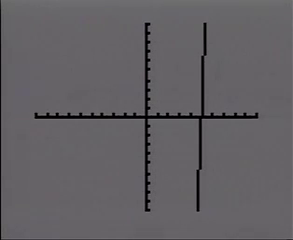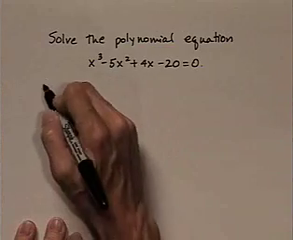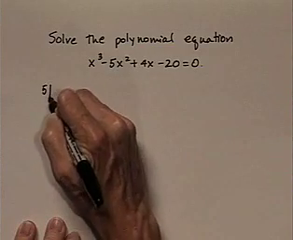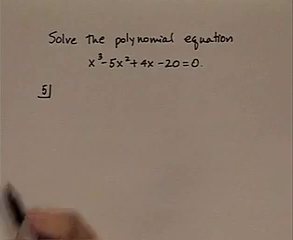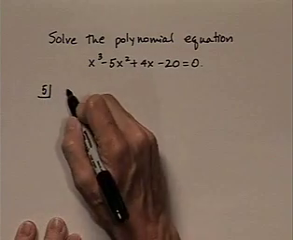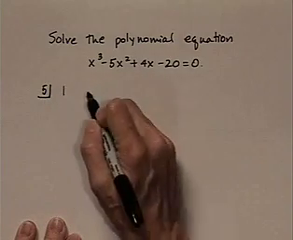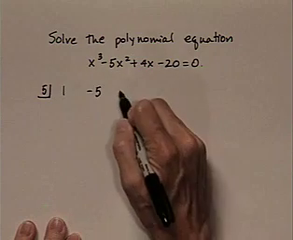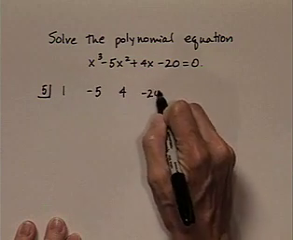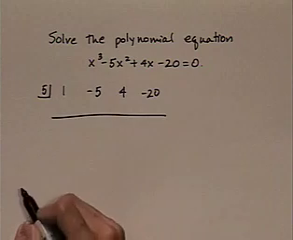Well, what we'll do is we'll use some synthetic division to determine if 5 is actually a zero. But remember, we're looking for 3 zeros, not 1, so finding 5 is not going to be sufficient. But it'll be a start. So 5 is our synthetic division divisor. The coefficients of the polynomial are 1, negative 5, 4, negative 20.